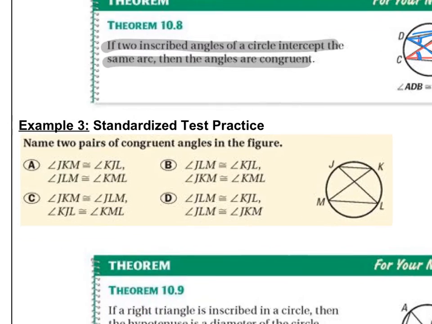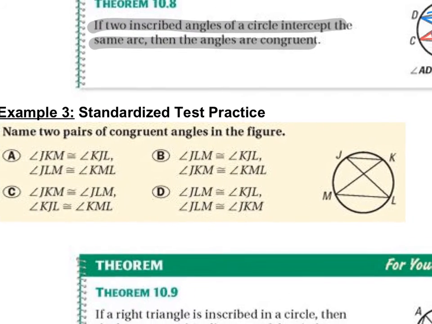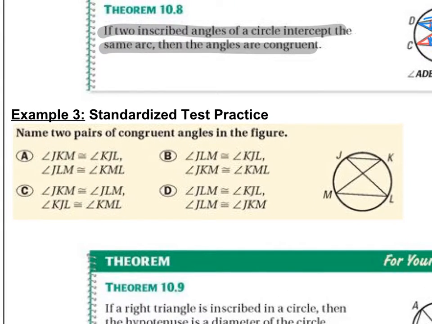Alright, so something they may ask you on your standardized test is to name all the pairs of congruent angles in the figure. So remember, congruent angles will be ones that intercept the same arc. I find it easiest to just extend out and see what arc is created. Okay, so that arc is there. I see also here that if I extend these out, this arc is created.